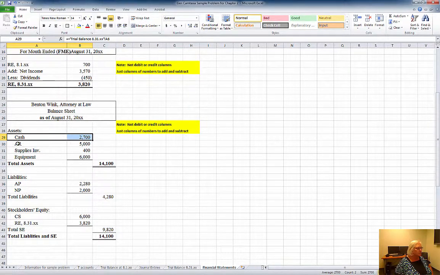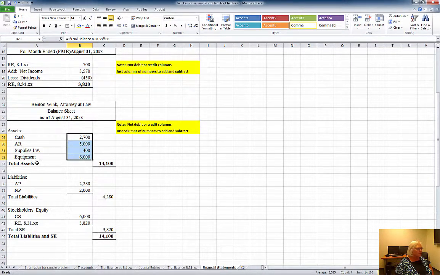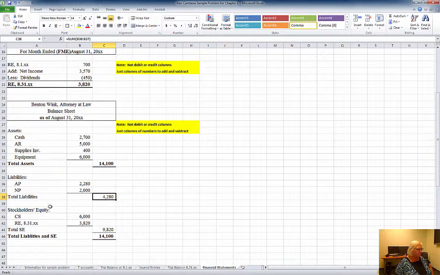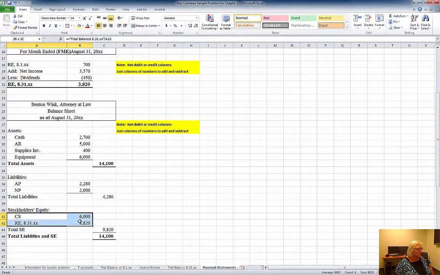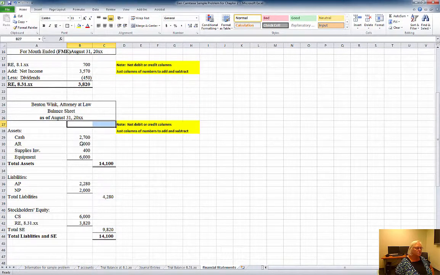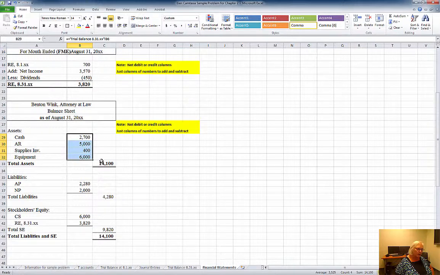Okay, so go to your T accounts, pick up all of your assets, and they total $14,100. Again, pick up your two liabilities. They will total $4,280. Stockholders' equity, you've got your common stock and your ending retained earnings for a total of $9,820. And total liabilities and equity add up to $14,100, which is our total assets. Okay, again, these are not debit credit columns. They're simply a way to put a column of numbers, add them up, draw a line, and show that that's the total. Okay, you're going to have a dollar sign on the $2,700 and the $14,100.